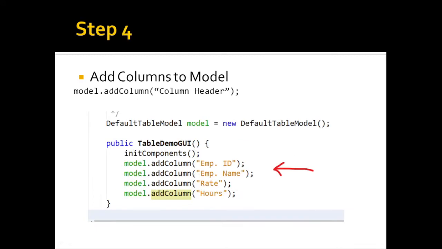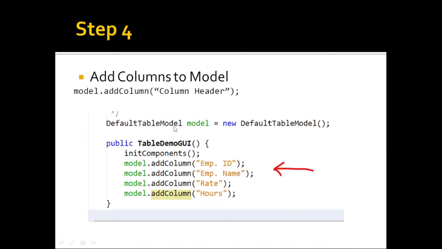The fourth step is to add columns to the model. The syntax is model.addColumn, and then we have the column header. Inside the TableDemoGUI constructor, I placed the adding of the columns. Of course, you can place this anywhere you think is a logical place for adding columns. In my case, I'll be adding it in the constructor.